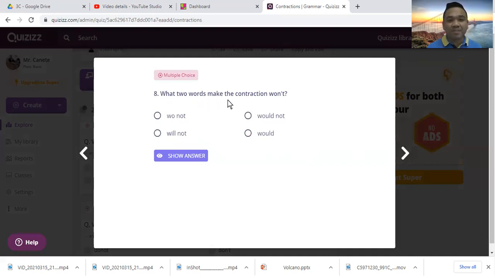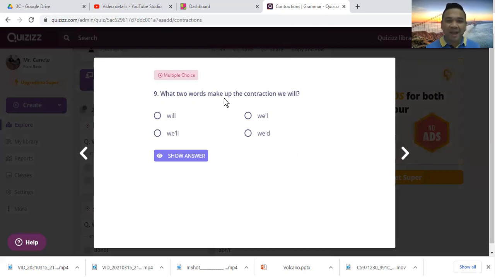What two words make the contraction won't? Again, what two words make the contraction won't? Is it will not, would not, or would? Take note, won't. What do you think? If your answer is this one, then you really understood my lesson, or our discussion. Next one, number 9.